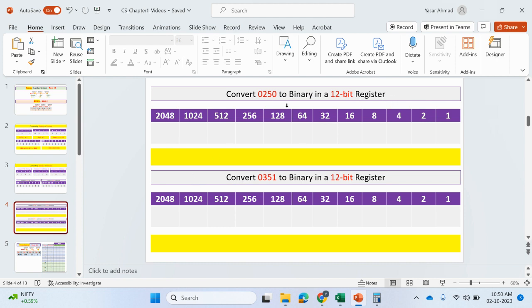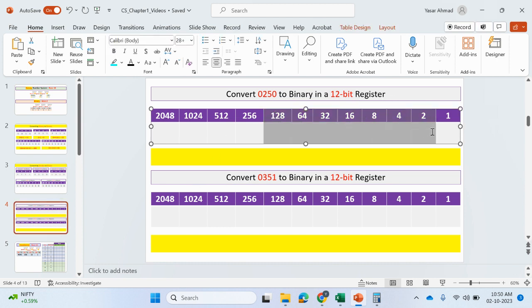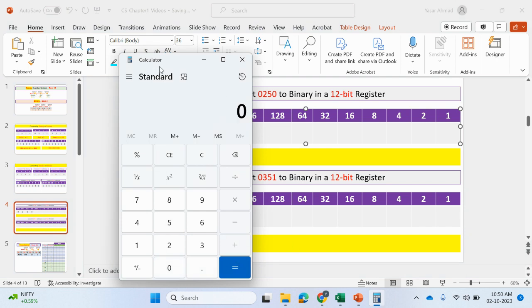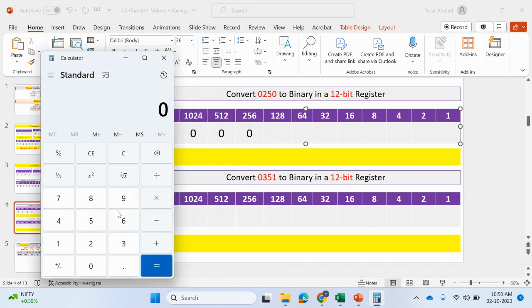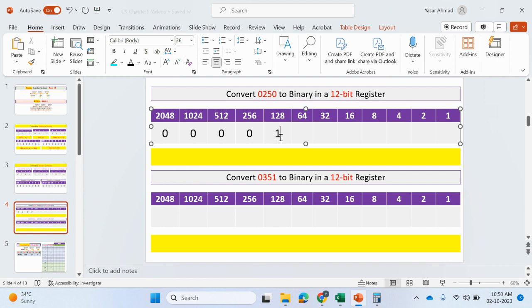So I already know the maximum of this point is 255. So what I'm going to do is put zeros in the first 4 columns. And now let's look at this cell here. Okay, so 250 take away 128. So I know 128 does go into that. So 250 take away 128, and we have 122 left. So we could put 1 here.